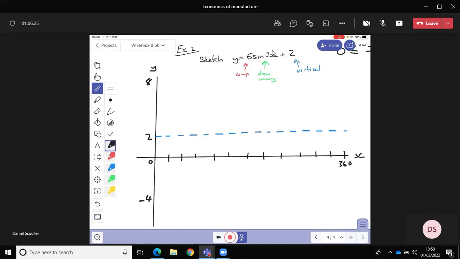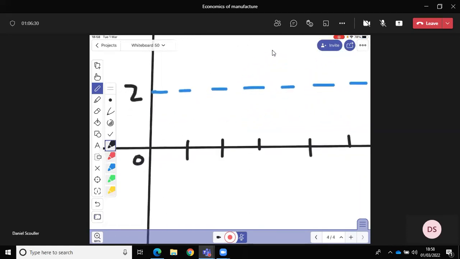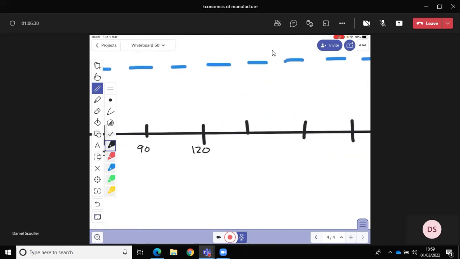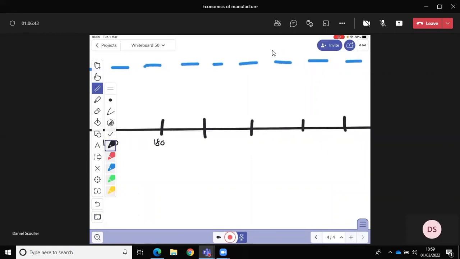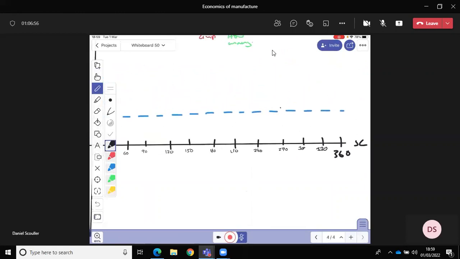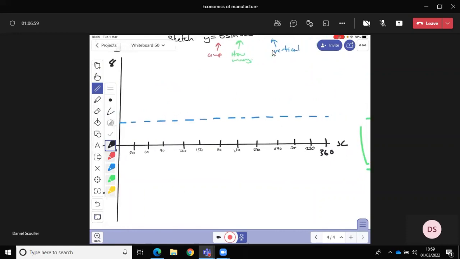Okay, so that's going to give me milestones of 30 now. So I'm just going to write that on: 30, 60, 90, 120, 150, 180, 210, 240, 270, 300, a lot of milestones, 330 and 360. Okay, so every 30 degrees between 0 and 360, we've got a milestone.